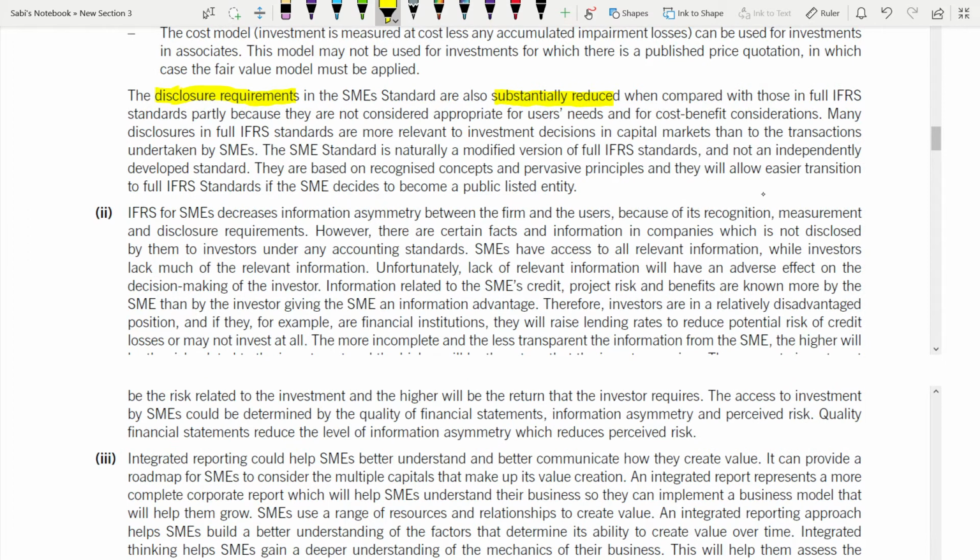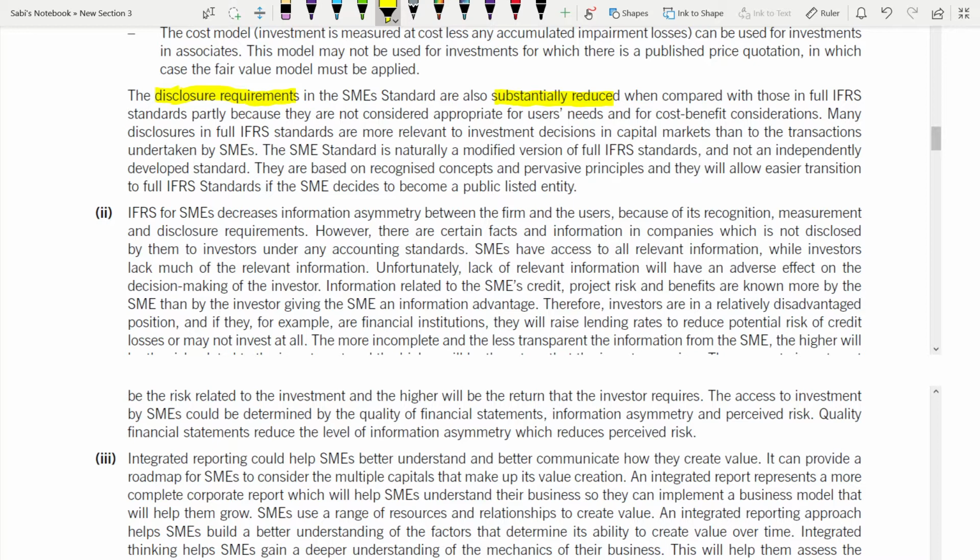The more incomplete and the less transparent the information from the SME, the higher will be the risk related to investment. See, the less transparent, that means not complete, the higher the risk related to the investment, and higher will be the return that the investor requires. The access to investment by SMEs could be determined by the quality of financial statements.